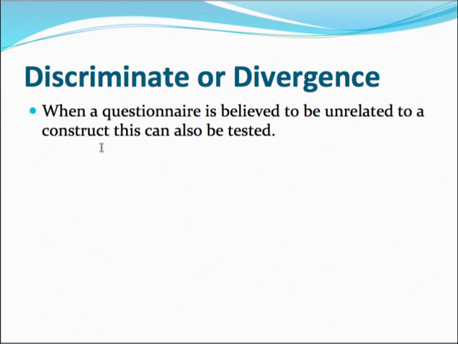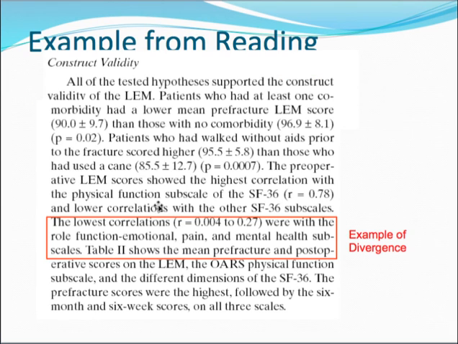Okay, discriminant or divergence is when a questionnaire is believed to be unrelated to a construct, and this also can be tested. The SF-36 again is a good example because it has many subscales. It has a physical function subscale, but it also has a mental health subscale and a pain subscale. So we can notice that the LEM, if it's only capturing function and not other constructs, shouldn't be related to mental health. It certainly may be related to pain, or here it says role functional. Those have some kind of function that may creep into those measurements, and pain may influence function, but the way the questions are worded, it also may not, right?